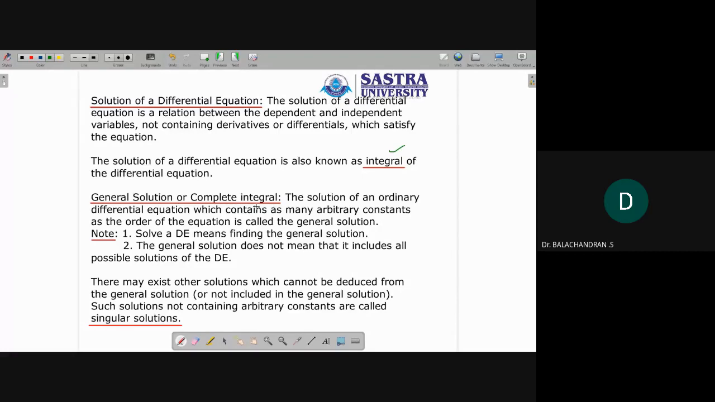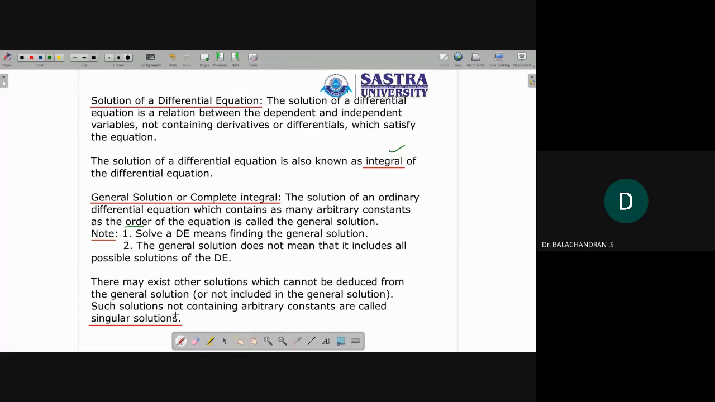Okay, general solution or complete integral. The solution of ordinary differential equation which contains as many arbitrary constants as the order of the equation is called general solution. So solve your differential equation means find the general solution. Okay, and the general solution does not mean that it includes all possible solutions of the differential equation. There may exist other solutions which cannot be deduced from the general solution.